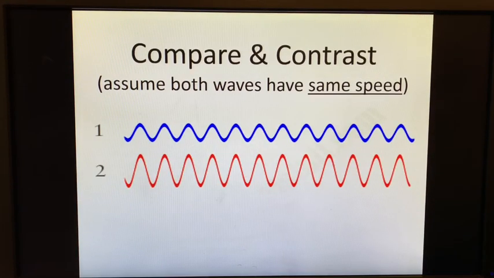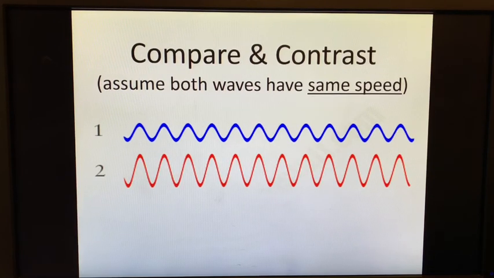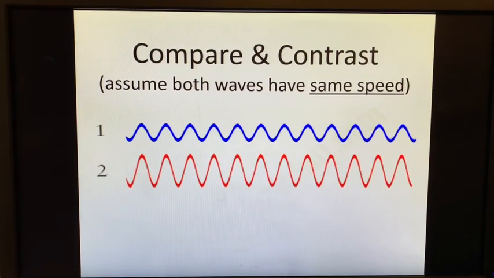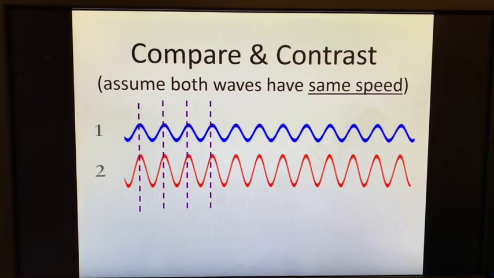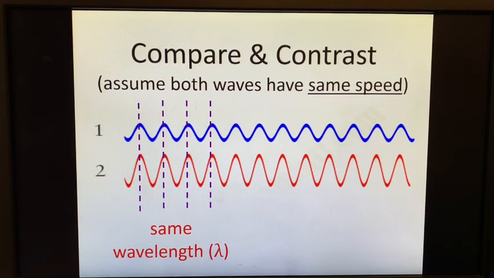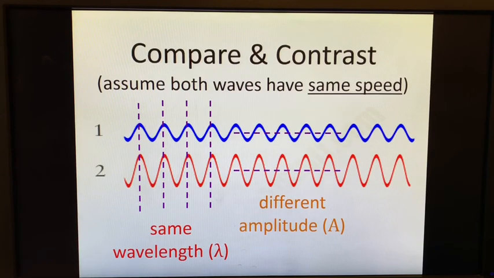Compare and contrast. Assuming both waves have the same speed, let's do a compare and contrast. What do you see there? Using the little purple dashed lines helps to visualize it. They have the same wavelength. Both of those 2 waves, 1 and 2, have the same wavelength. But what does that show us, those horizontal ones? It shows they have different amplitude.